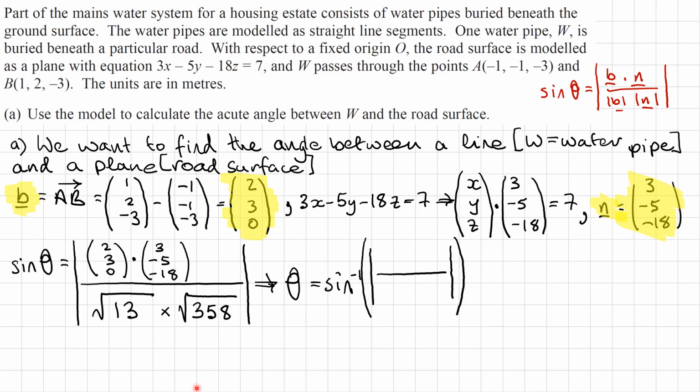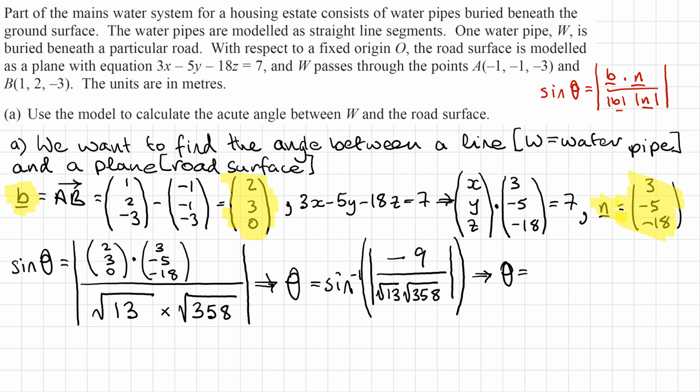Right, so let's start with the numerator here. So dot product: 2 times 3 plus 3 times -5, so that's going to be 6 minus 15, which is going to give me -9, plus 0 times -18, so that's -9. Then the bottom, root 13 times root 358. Because we're doing the modulus of this before we do the sine inverse or the arc sine, that negative is going to go. So let's see what we get for theta.